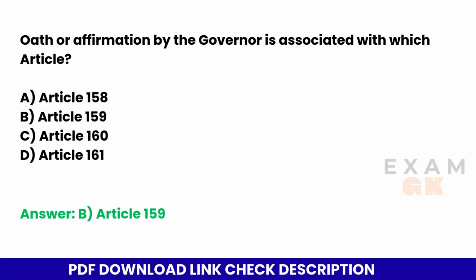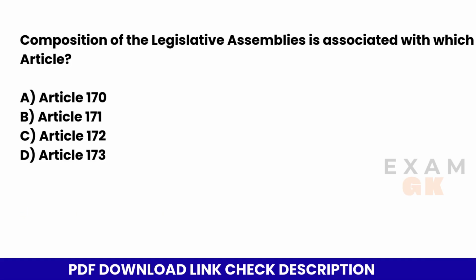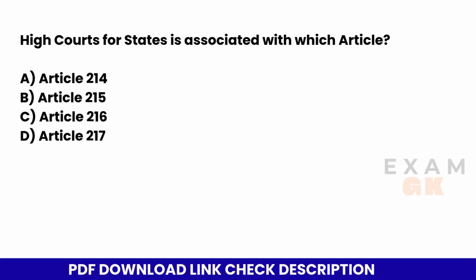Answer B. Article 159. Advocate General for the state is associated with which article? Answer A. Article 165. Composition of the legislative assemblies is associated with which article? Answer A. Article 170. High courts for states is associated with which article?